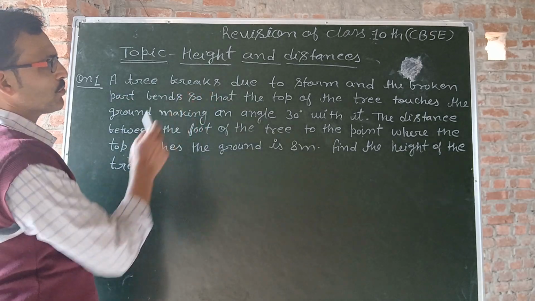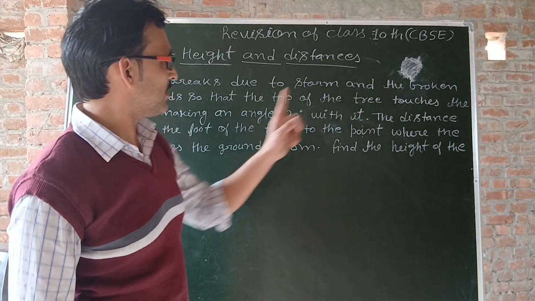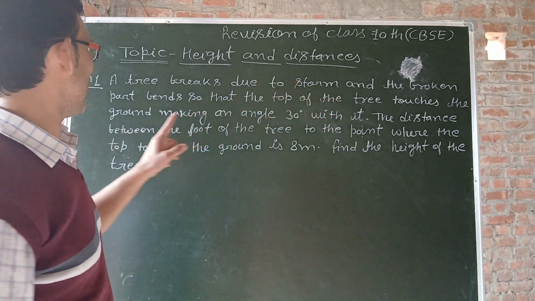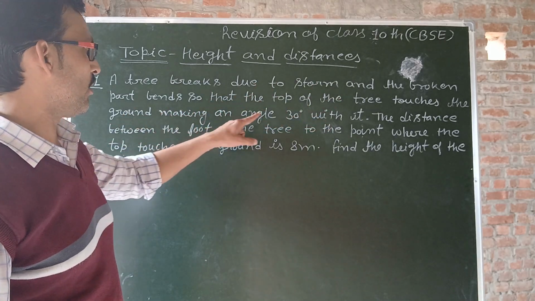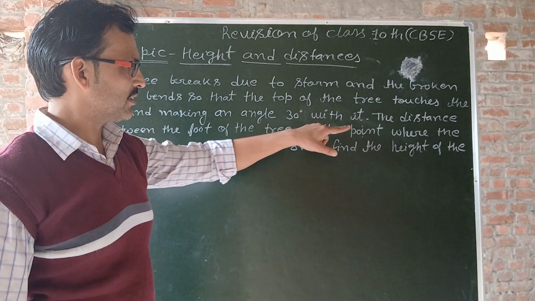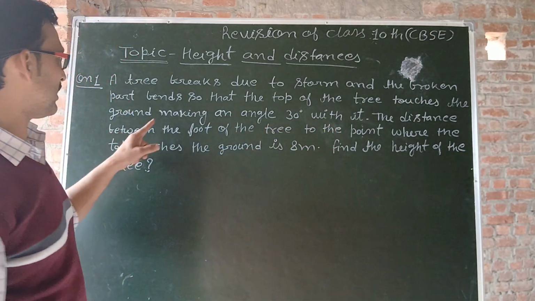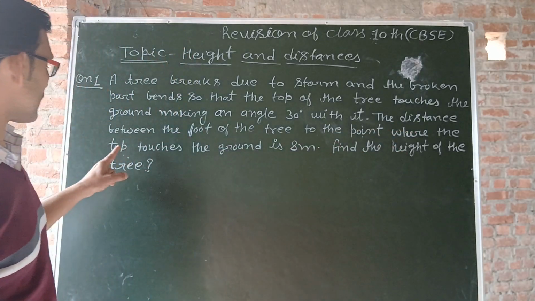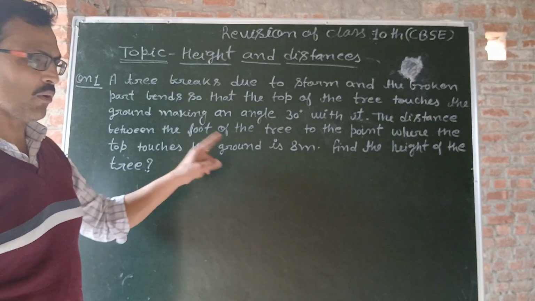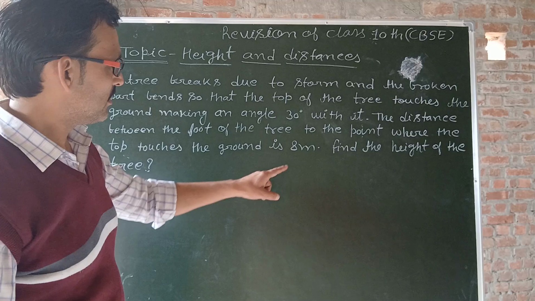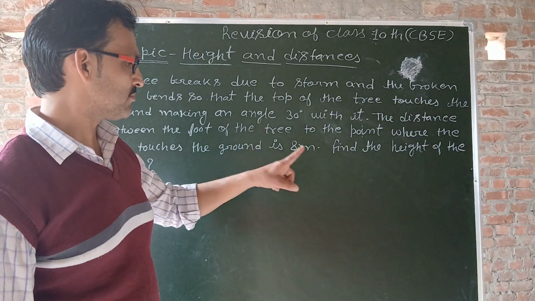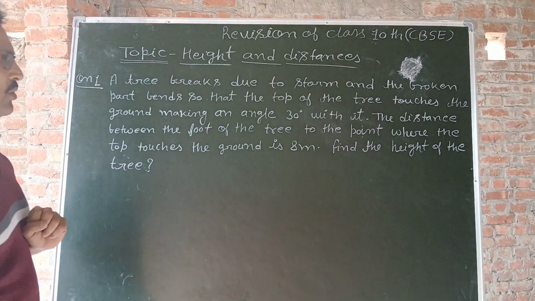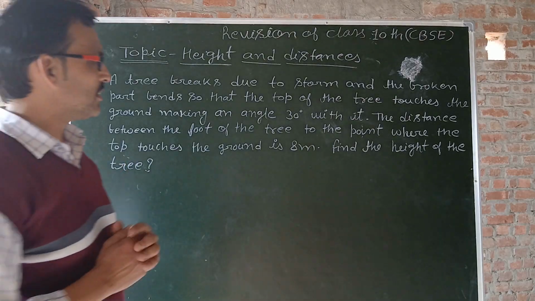A tree breaks due to storm and the broken part bends so that the top of the tree touches the ground and making an angle of 30 degree with it. The distance between the foot of the tree to the point where the top touches the ground is 8 meters. Find the height of the tree. So let us draw a small diagram here.